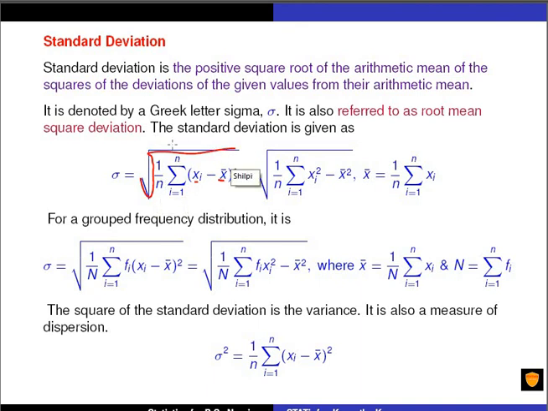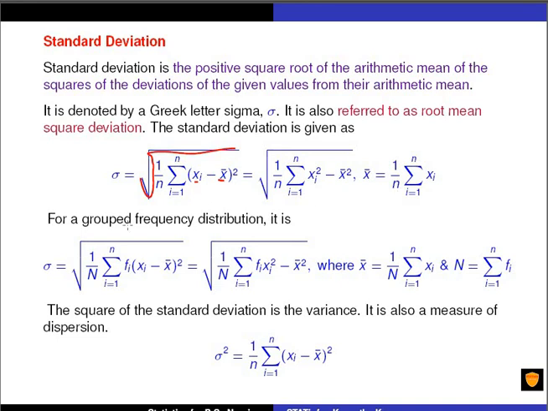So this is the formula for calculating standard deviation, and standard deviation is usually denoted by the Greek letter sigma. It is also referred to as root mean square deviation. If we break this formula, we get square root of 1 by n summation xi square minus x bar square, where x bar is the mean of the observations.